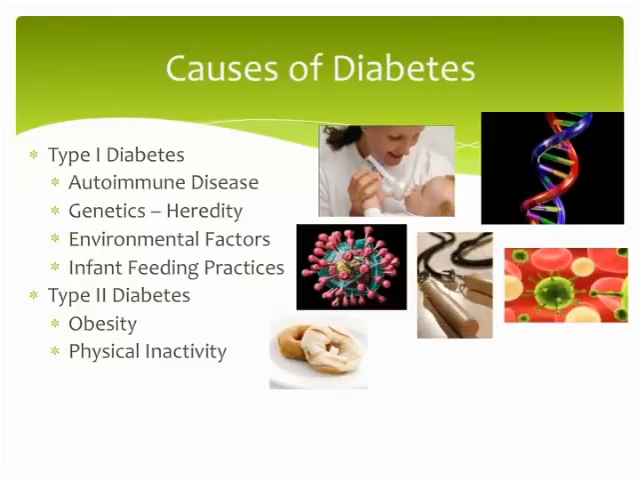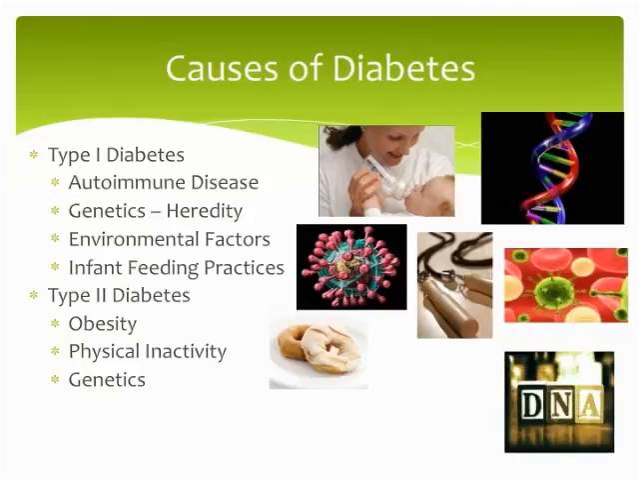Exercise helps the body's muscles to use the sugar that we eat. When a person is mostly inactive, the muscles develop a resistance to insulin. This causes problems helping the sugar get into the cells to use as energy. Genetics have also been linked to the development of type 2 diabetes.